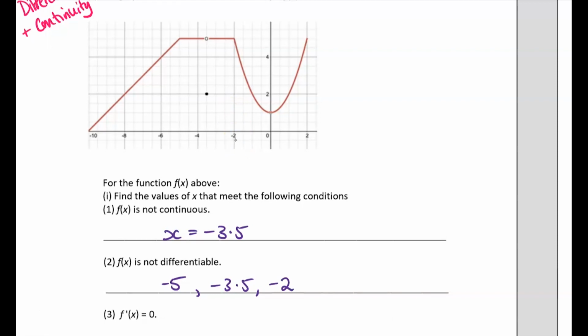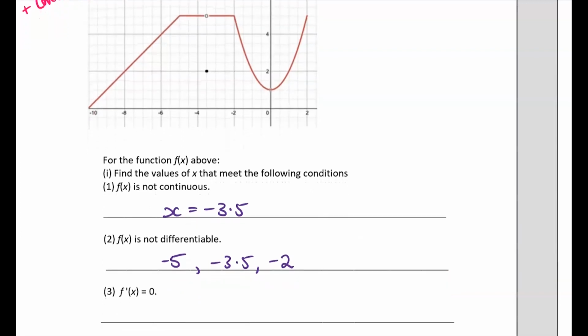F dash of x is equal to 0. That means the gradient equals 0. Now the gradient will equal 0 anywhere where you have a horizontal line or a turning point, and we've got both of those. So we have our horizontal line here. Now we can't just say it's from minus 5 up to minus 2 because we have that gap in it. So we need to go minus 5 up to minus 3.5, and then minus 3.5 up to minus 2. And then the third place is where we've got the turning point just here, so when x is 0.